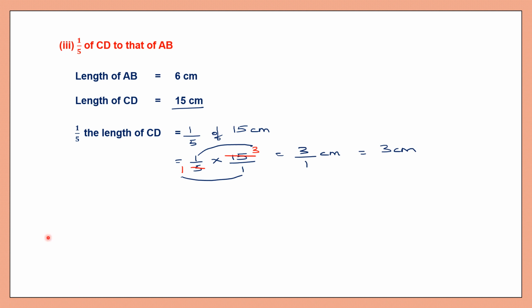So what have we found? We have found 1/5 the length of CD, that is 3 centimeters. Now we have been asked to find the fraction of 1/5 of CD to that of AB, and AB is already 6 centimeters.